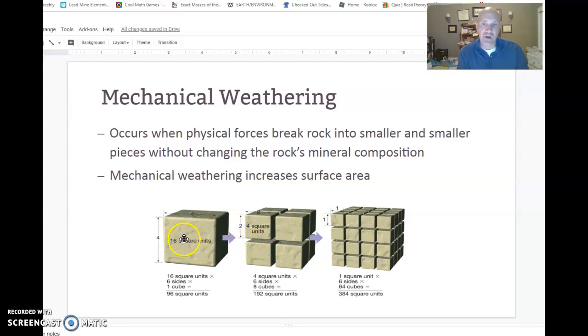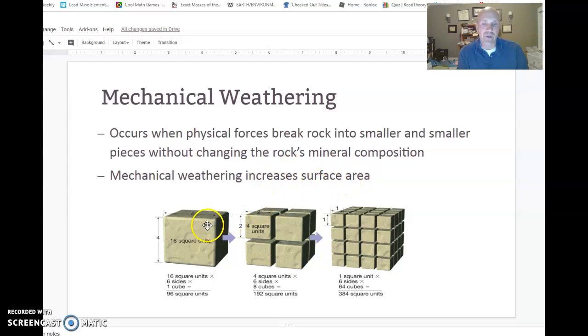So if you had one big rock, and it got broken down into all these smaller rocks, this rock right here is chemically the same as the original large rock. The one thing that mechanical weathering does is it increases the surface area.